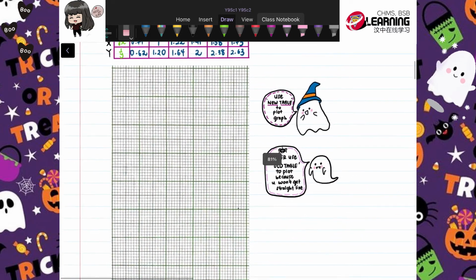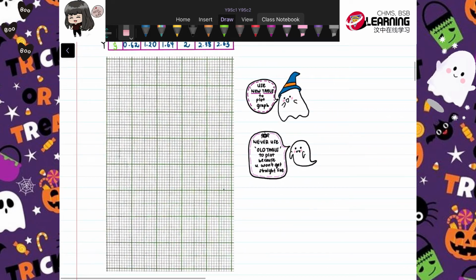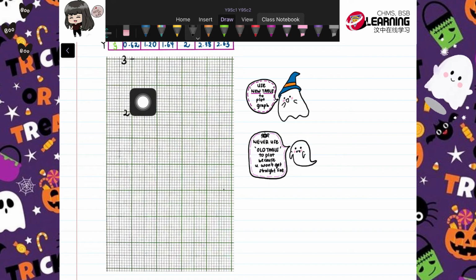So we start plotting from the highest one. Here will be my 3, and here will be my 2. This is 4 cm, 1, 2, 3, 4 cm for 1 unit. So 1 unit for 4 cm. Then 4 cm here is 1, and another 4 cm here is 0.